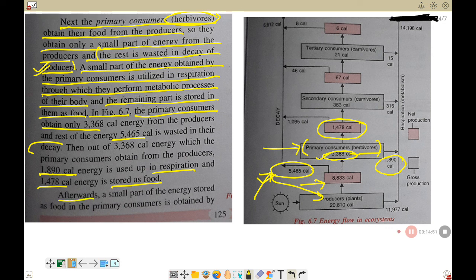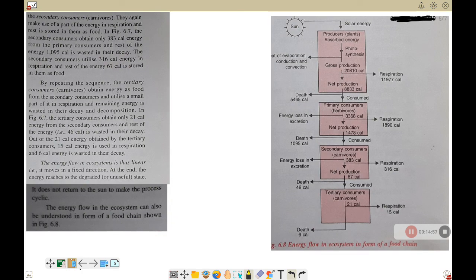Afterwards, a small part of the energy stored as food in the primary consumer is obtained by the secondary consumer, that is carnivorous. They again make use of part of the energy in respiration, and the rest is stored in them as food. In figure number 6.7, the secondary consumers obtained only 383 calories of energy from the primary consumers, and the rest of the energy, that is 1,095 calories, is wasted in decay. The secondary consumer utilizes 316 calories of energy in respiration, and the rest, that is 67 calories, is stored in them as food.